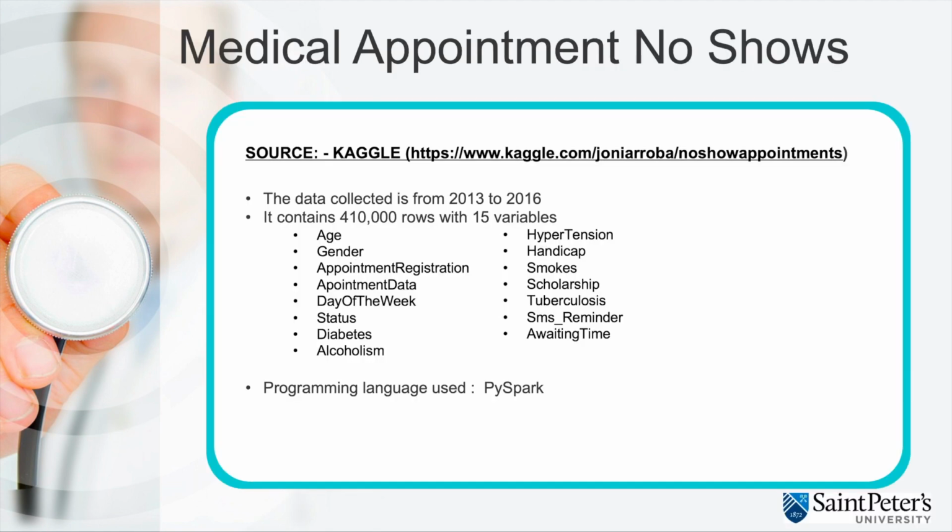The data source is from this link here on Kaggle, and the dataset was credited to Johnny Hopton. It contains 410,000 observations with 15 variables. Status is our predictive variable, meaning it is a variable we're trying to predict. Age, awaiting time, handicap are the numerical variables, and the rest are our hierarchical variables. The language used here was PySpark.